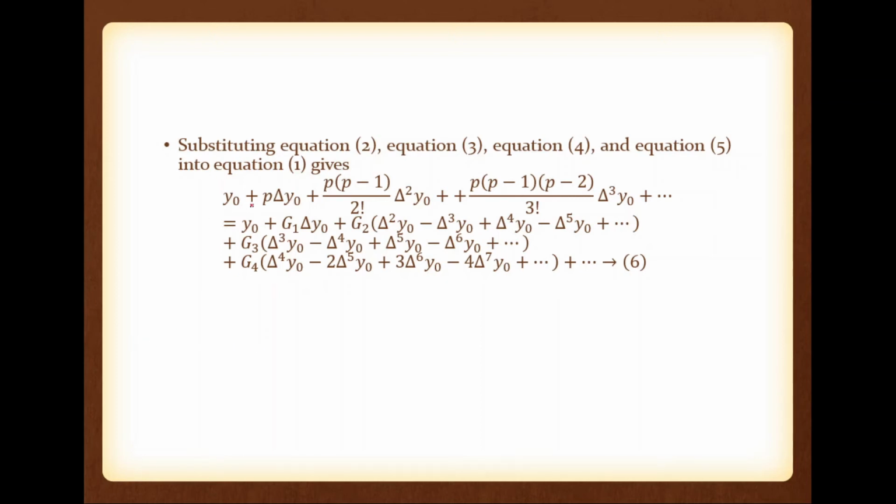Now we can group the similar terms. So here we have delta y0. Now in the right hand side, here we have delta y0, so delta y0 is alone. Now if you are taking delta square y0, here we have delta square y0. So that one is alone. The coefficient is g2. If you are taking delta raised to 3 y0, here we have g2, here we have g3. If you are taking delta raised to 4 y0, we have g2, g3, g4. So we are grouping that way.